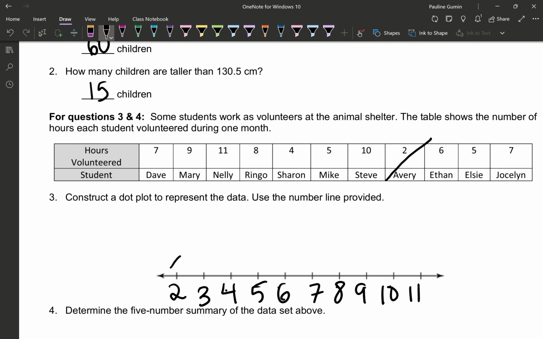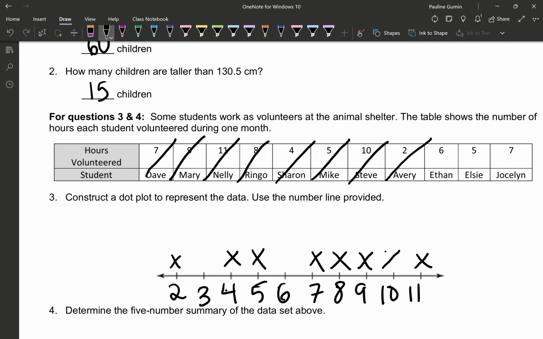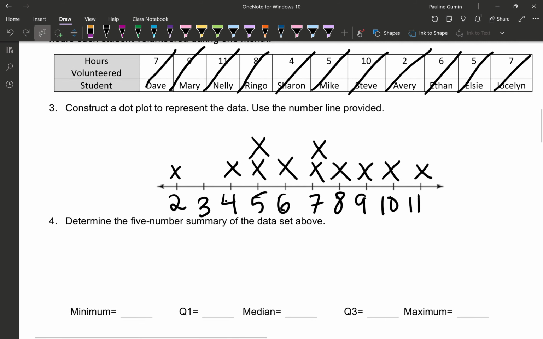Let's put a little X above the 2. Now I'm going to just go through my list. It really doesn't matter the order in which I go. And I'm going to put X's for each hour's volunteer. Got 7 for Dave. 9 for Mary. 11 for Nellie. 8 for Ringo. 4 for Sharon. 5 for Mike. 10 for Steve. 6 for Ethan. 5 for Elsie. And 7 for Jocelyn. Okay.